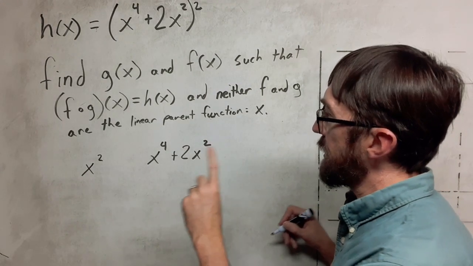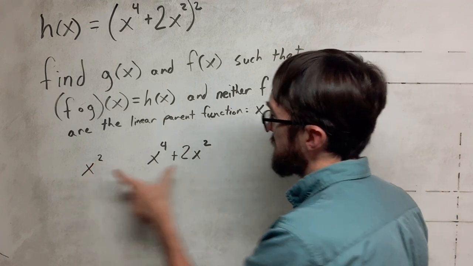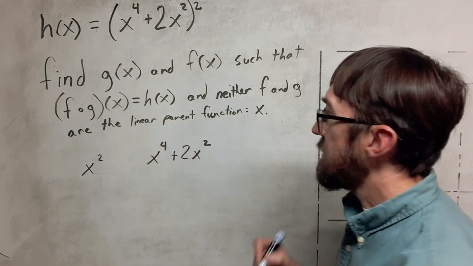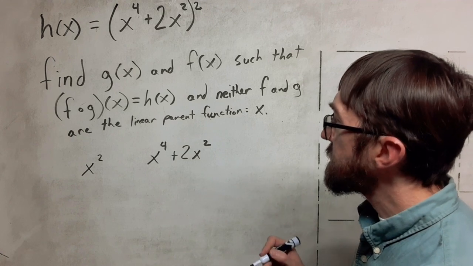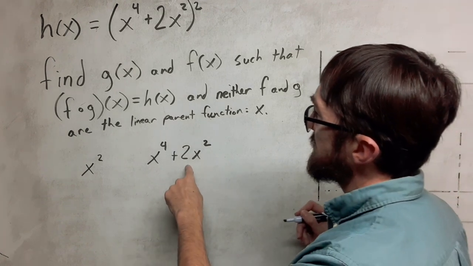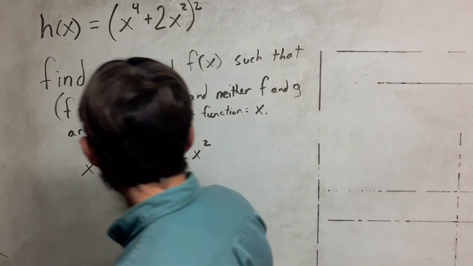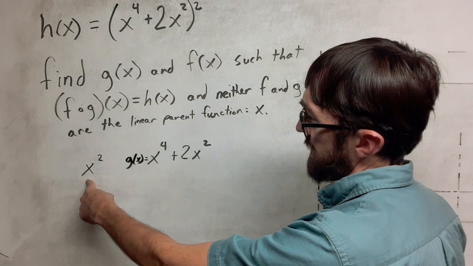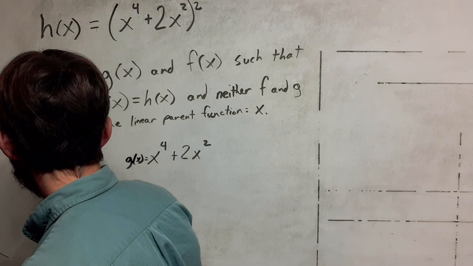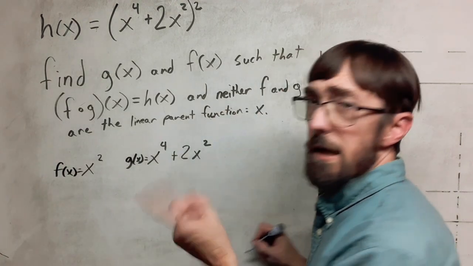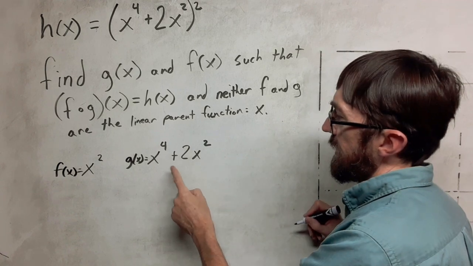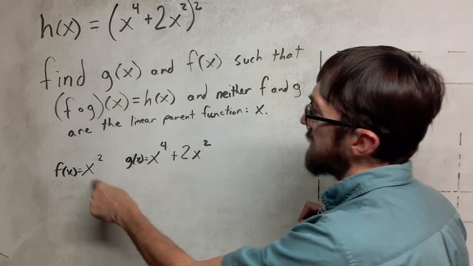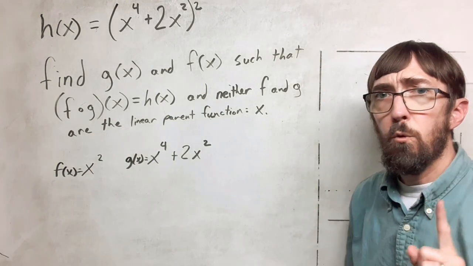So now, if I want to compose this, I'm going to put this inside of this, so all of this would be squared, and then we would be back at h of x. So that is an option there. In this case, this is going inside of there, so this is my g of x. And then it's going inside of here, so this is f of x. So now I have that f of x is x squared, g of x is x to the fourth plus 2x squared. So I put this into here, and I'm back at h. All right, so that is one solution.